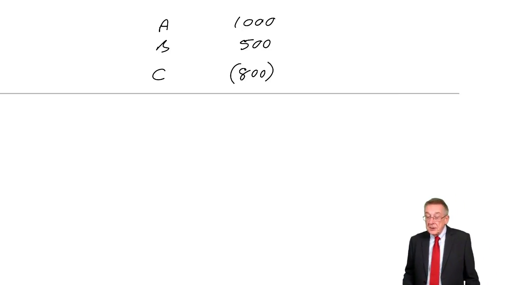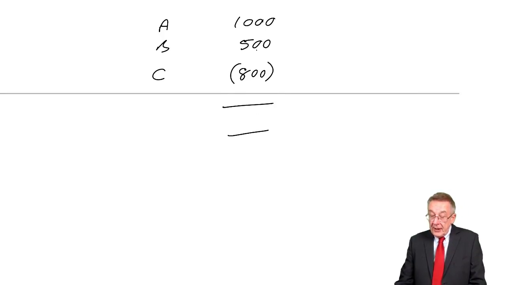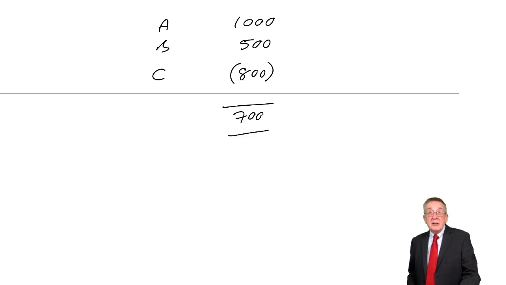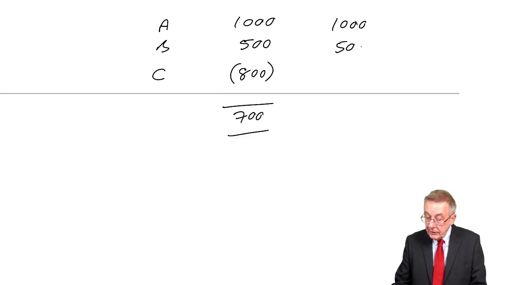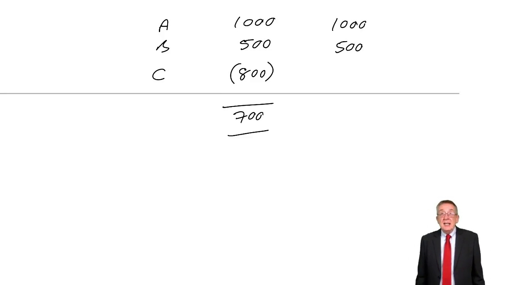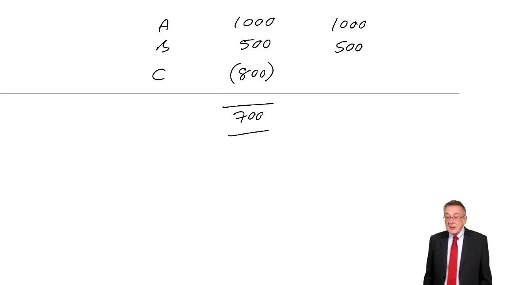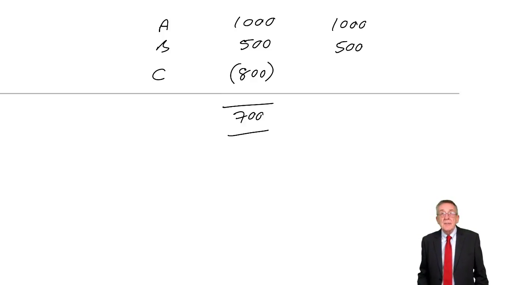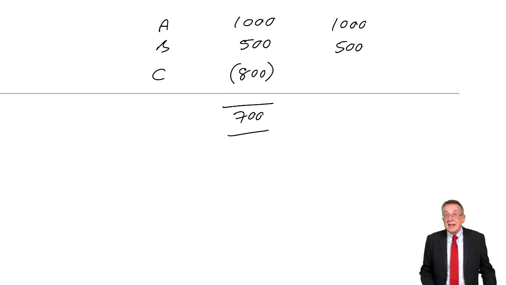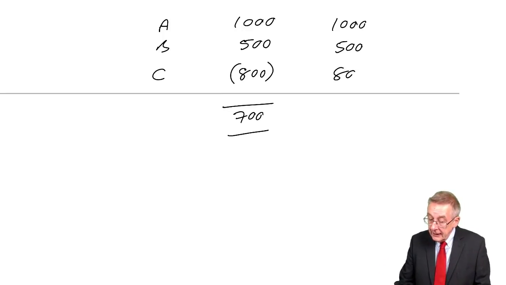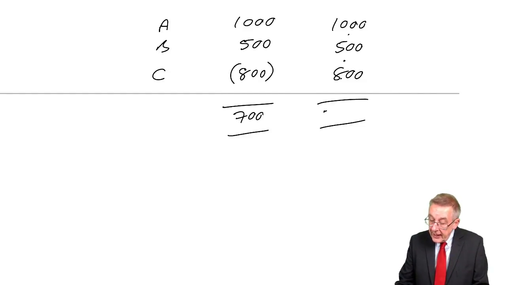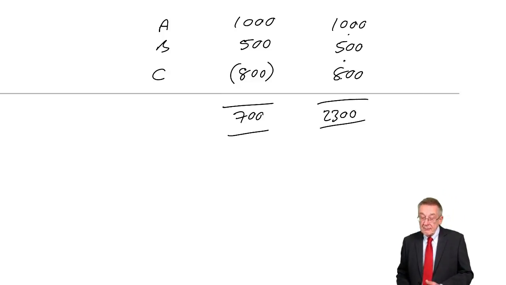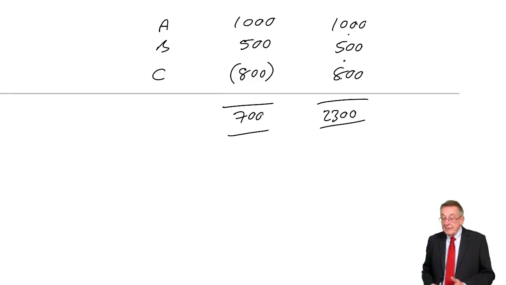And so what should the total come to? The total of those, 1,000, 1,500, it should come to 700. But what have we done? Whoever we asked to do the list has listed the balances and said A, 1,000, B, 500, and C, they listed it as if it were a debit balance. They didn't notice it was on the other page. They're so used to customers owing money that they just listed 800 as though they owed us. And so the total, they would have got 2,300. And of course it's wrong.